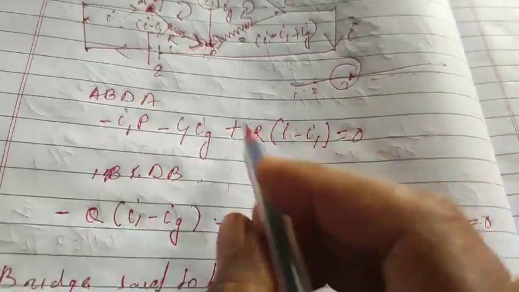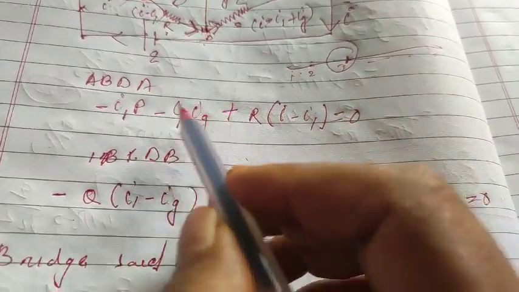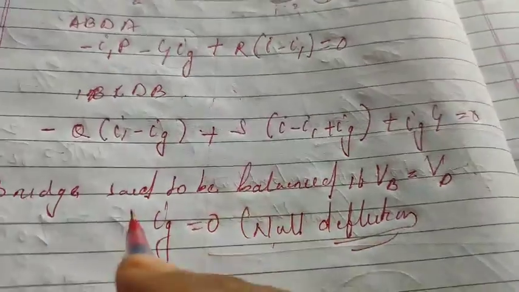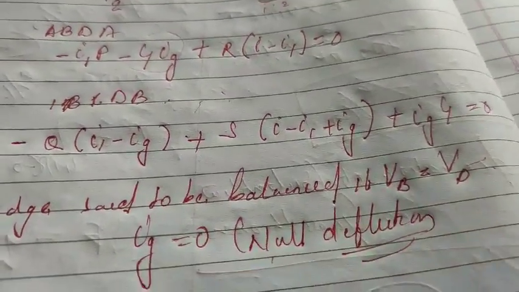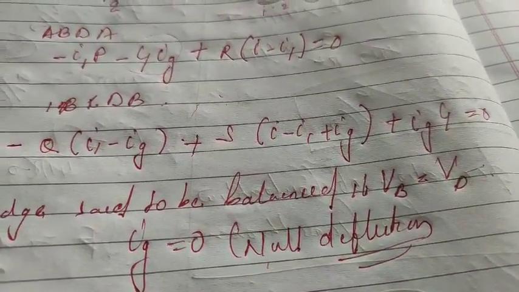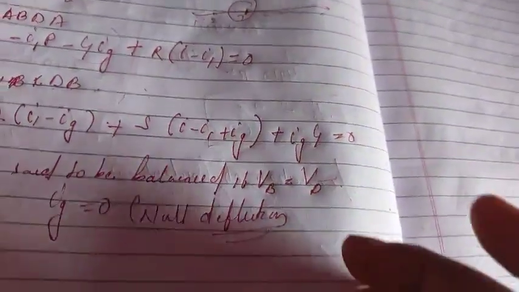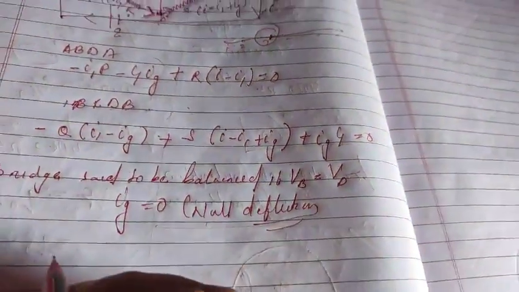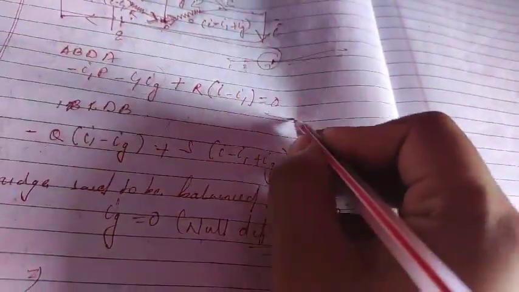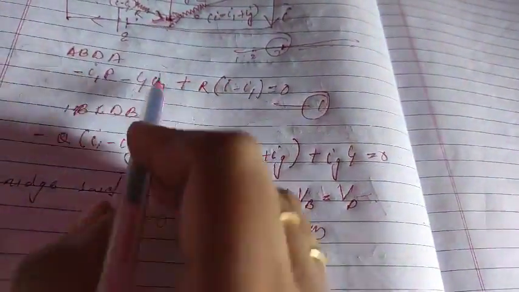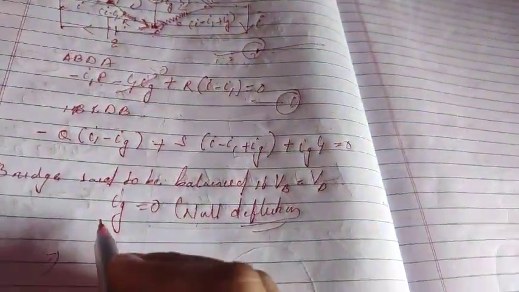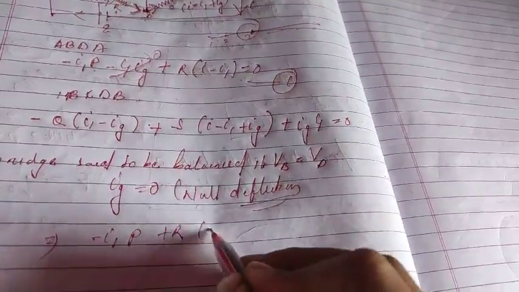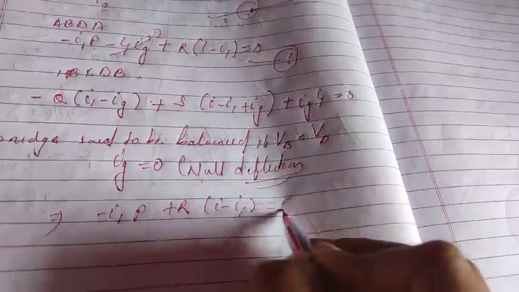So if you consider it like this, you take Ig as 0, right? At this position Ig, student, you consider as 0. So what is the value, you tell me? Now you consider, student, Ig is 0 in this equation. So what does the equation become? Suppose this is my equation 1. I will take my Ig as 0. This part will remain 0. The value is minus I1P plus R, I minus I1 is equal to 0, right?